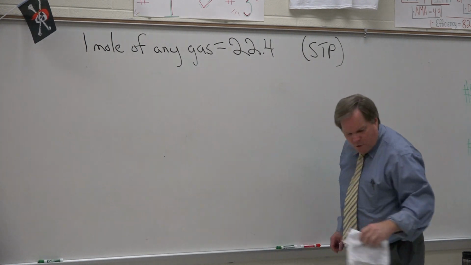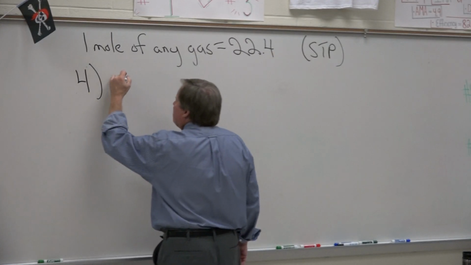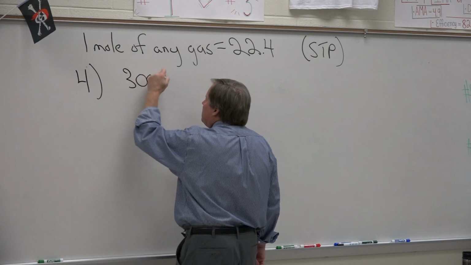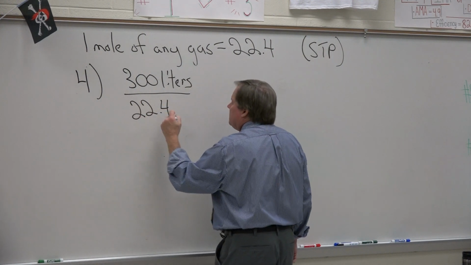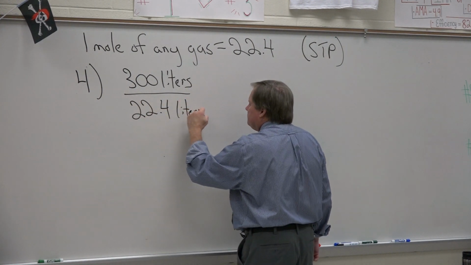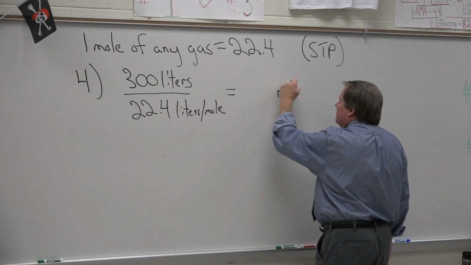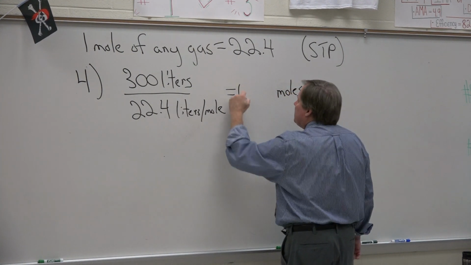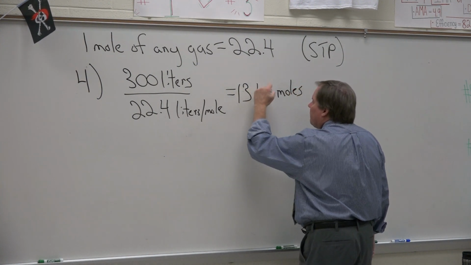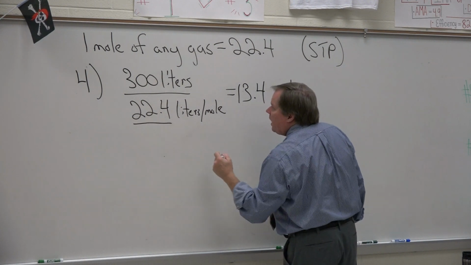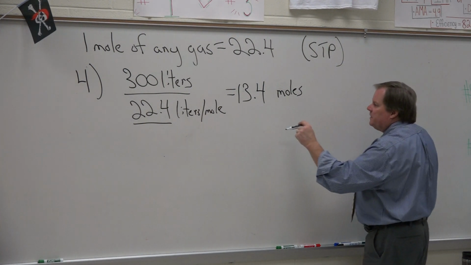All right, so number 4, what have I been given? I have 300 liters of a gas. We're going to divide that by liters per mole, and that's going to leave us with how many moles? 13.392. So that's a 3, so we're going to round that up to 4. If we followed sig digs exactly, we would only have 1 significant digit in there, but we're not going to do that.